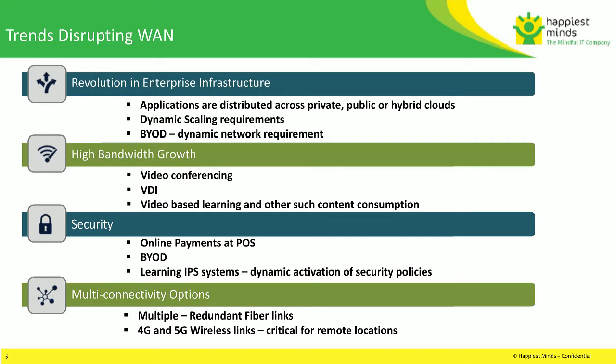The other important aspect is the number of connectivity options that are available today. So you have redundant fiber links that can be made available, and at the same time a very high bandwidth 4G or 5G wireless link, which is extremely critical for remote sites where the traditional connectivity options like fiber may not be possible for the access. So these in a nutshell are a few important trends which are disrupting WAN and making for the need of an SD-WAN.